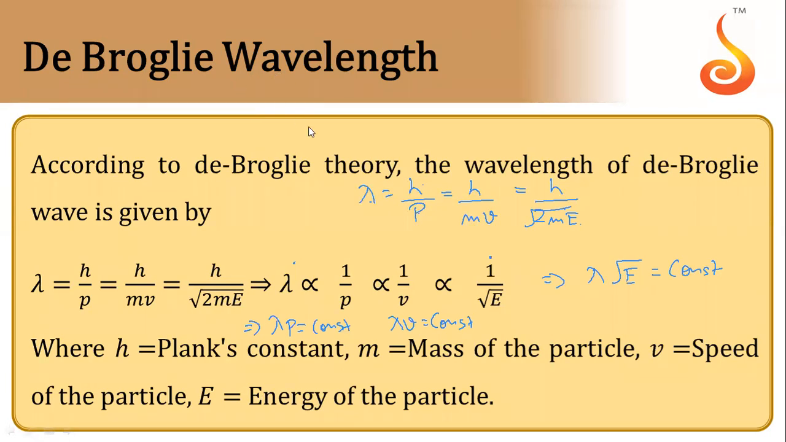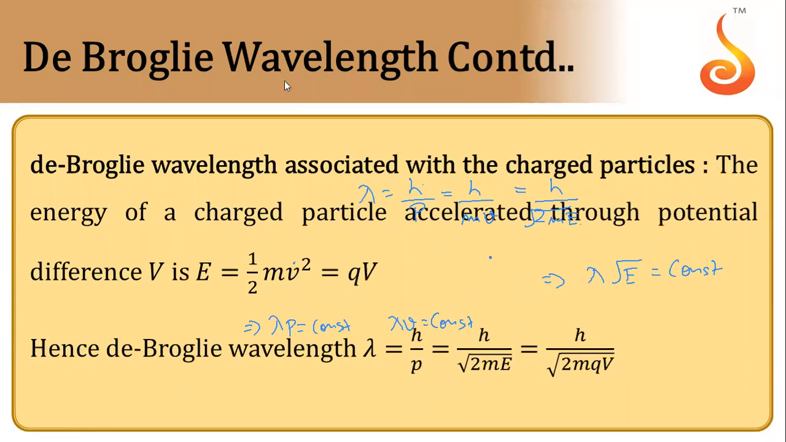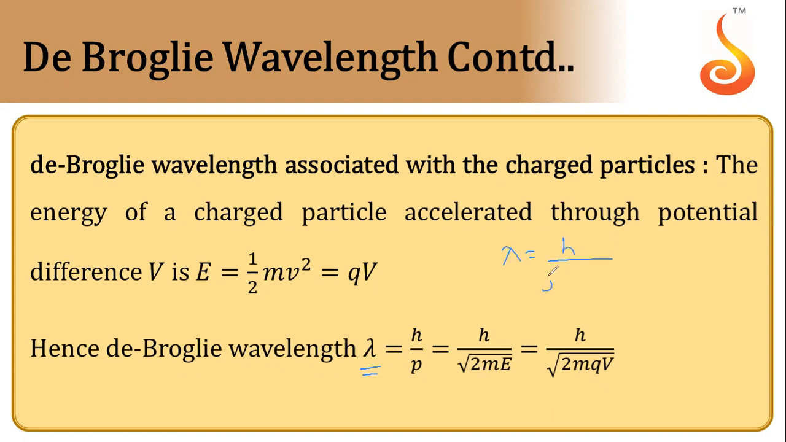Next, de Broglie wavelength associated with a charged particle. So we have this de Broglie formula, lambda is equal to h by root 2mE. Okay. So whenever a charged particle is accelerated by a potential difference V, let's say the charge of the particle is q, so the kinetic energy it acquires is equal to half mv square, that is also equal to qV. Means the energy it has acquired is qV.